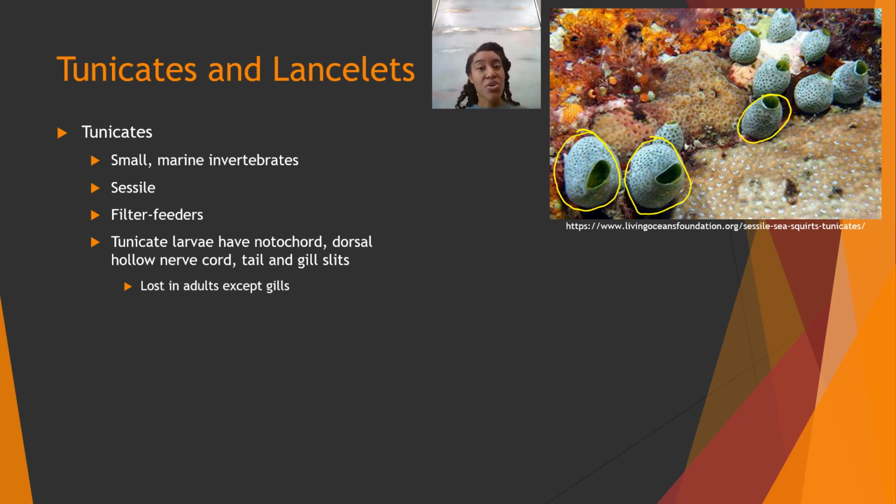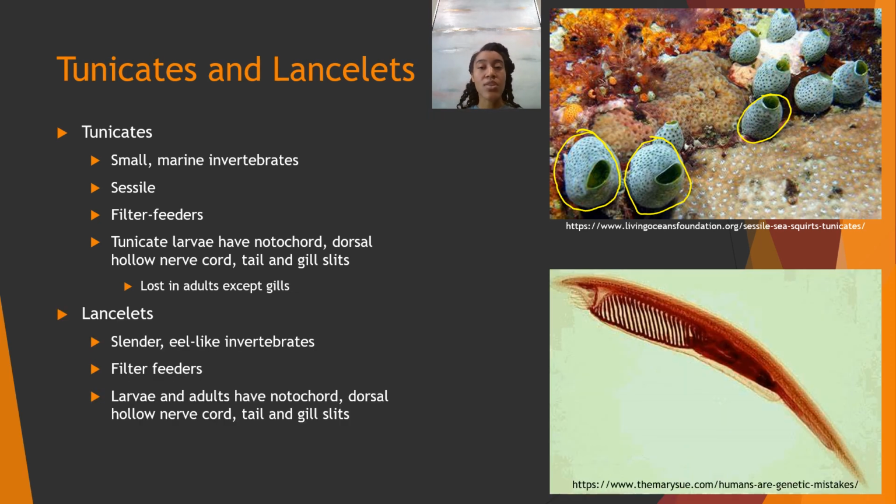But despite their odd appearance, they actually are chordates, and we know this because of their larvae. So the larvae have all four major characteristics that are required of chordates. So they have a notochord, a dorsal hollow nerve cord, a postanal tail, and pharyngeal gill slits when they're larvae. But once they grow as adults, they lose all of those characteristics except for the gills, which they maintain for filter feeding. And then the other group are the lancelets.